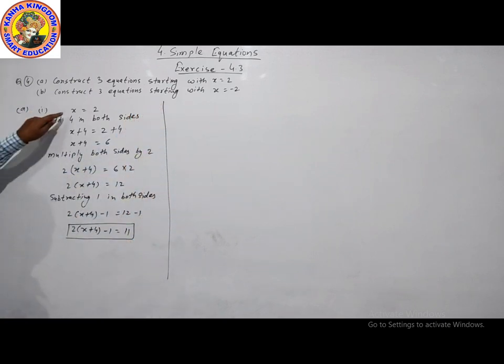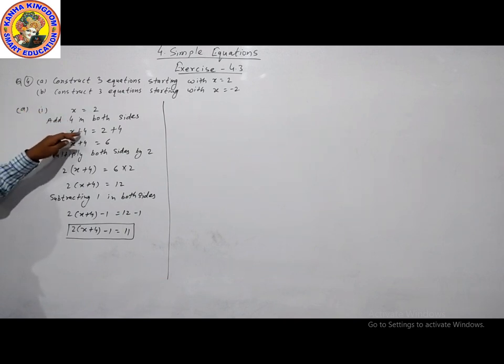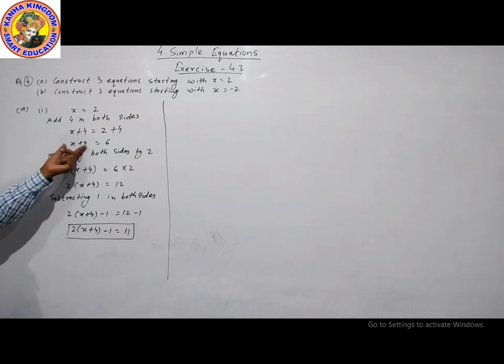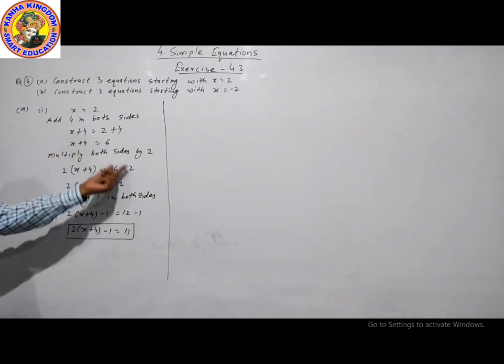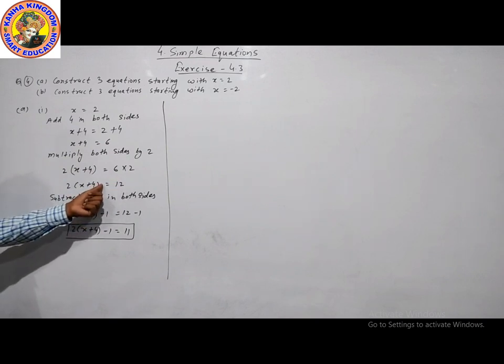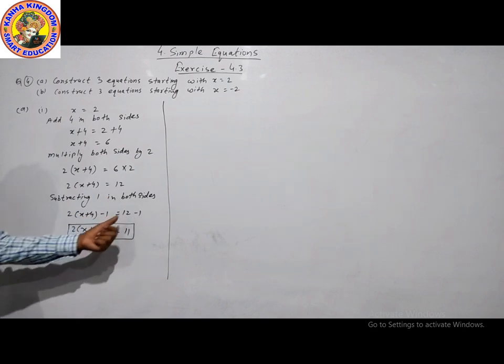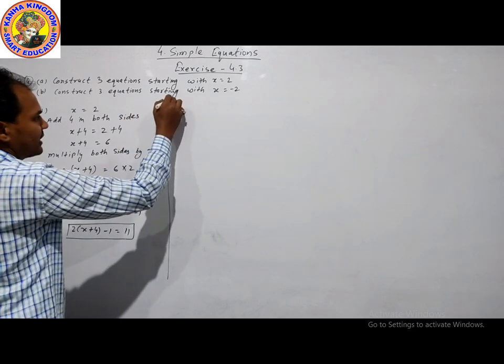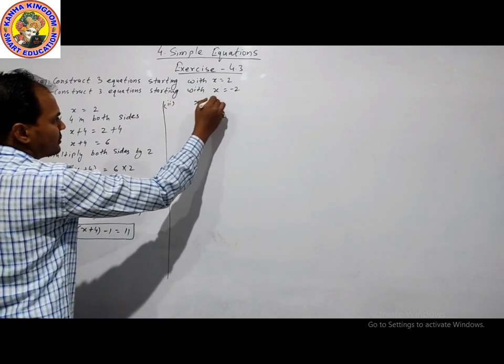In this equation x is equal to 2. First of all we will add 4, otherwise you can add 10, 5, 6, any digit. We will add 4. So x plus 4 is 2 plus 4, which is 6. Now we will multiply by 2. Multiply by 2 and multiply by 2. Here is 12. Now we will subtract 1, minus 1, minus 1. 12 minus 1 is 11. This is our first equation. Now attempting the second one, x is equal to 2.